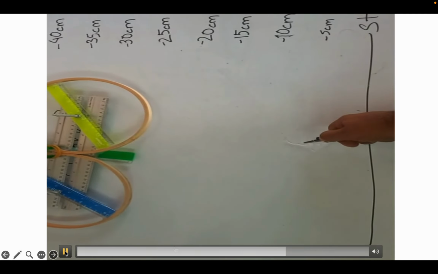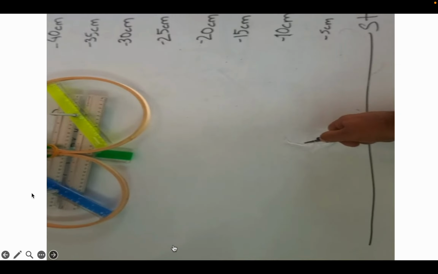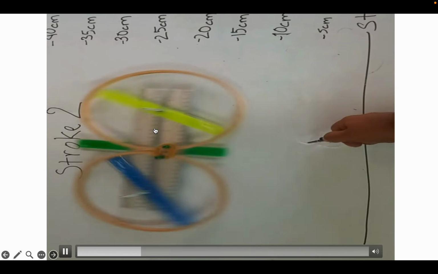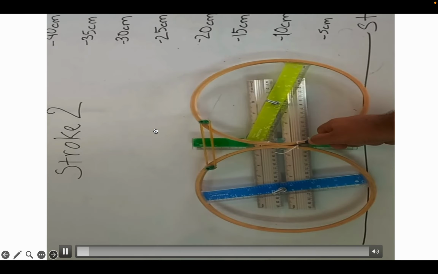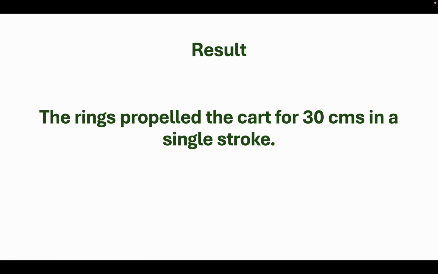Okay, did you see that? Yes, the rings even propel a cart. This means the rings can even propel a vehicle. Okay, let's see it again and again in one stroke. Result: the rings propel the cart for 30 cm in a single stroke.